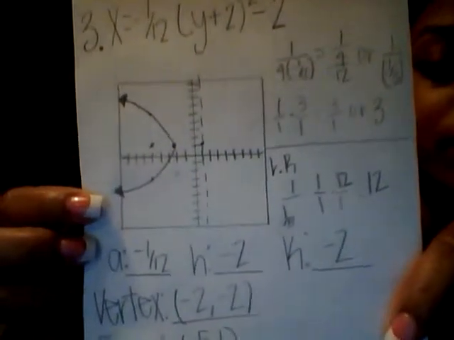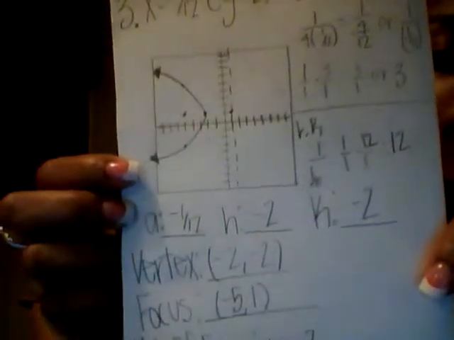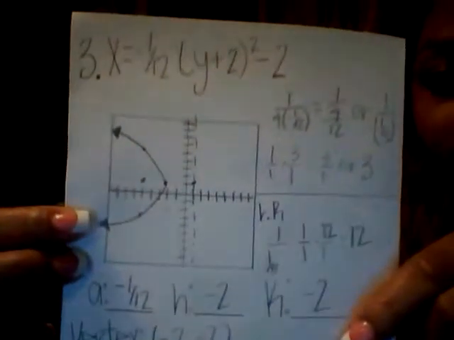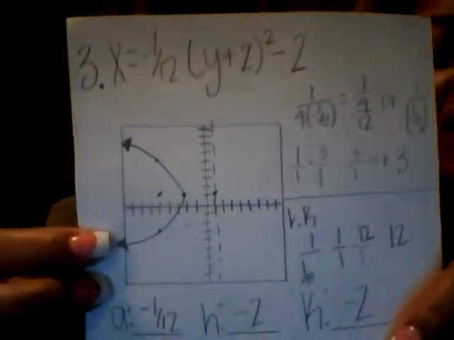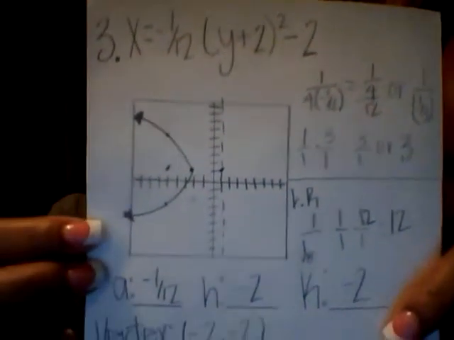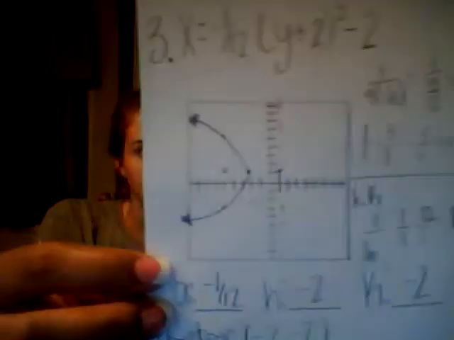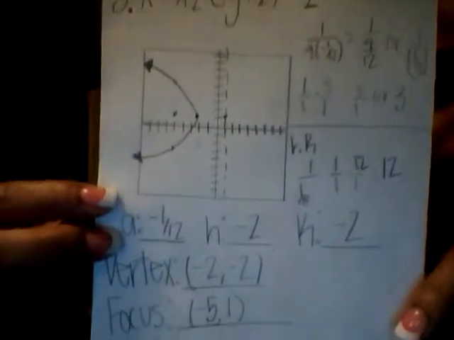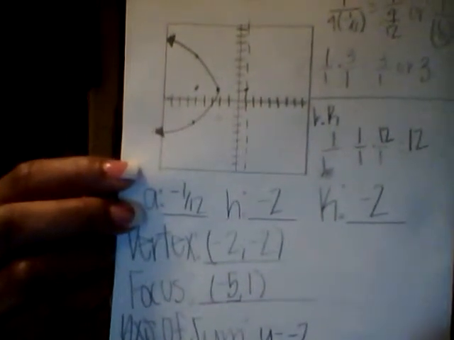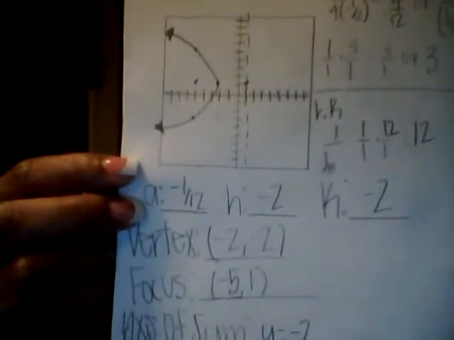So once you have those points, you can see that the vertex is (-2, -2), which is right there. And then once you get that, you have to do 1 over 4a to help find the directrix line and then the focus ultimately. Once you do that, you see that you get 3. So you're going to go to the right 3 and to the left 3. And then once you do that, you find the focus. You find out that the focus is (-5, -2).